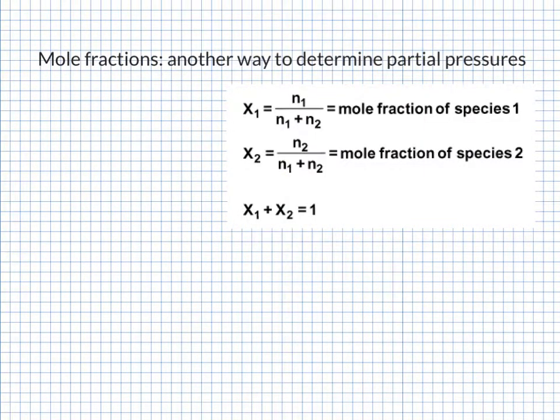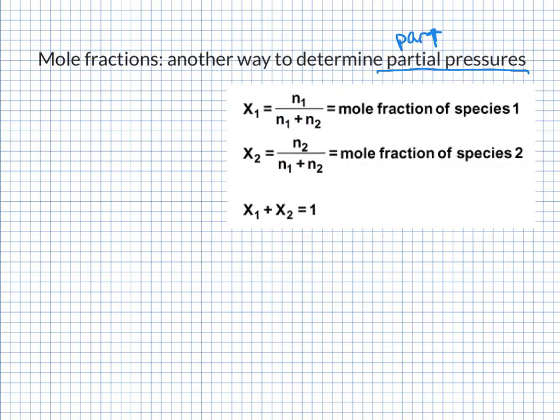Okay, so another way to look at partial pressures is this thing called a mole fraction. So to explain a mole fraction, I want to talk about percentages. So partial pressure, when you see the word partial, that involves part.